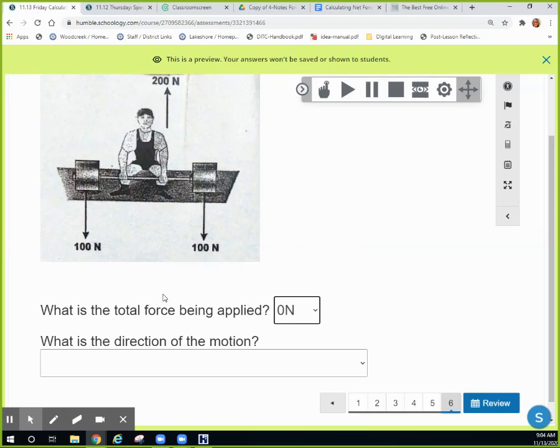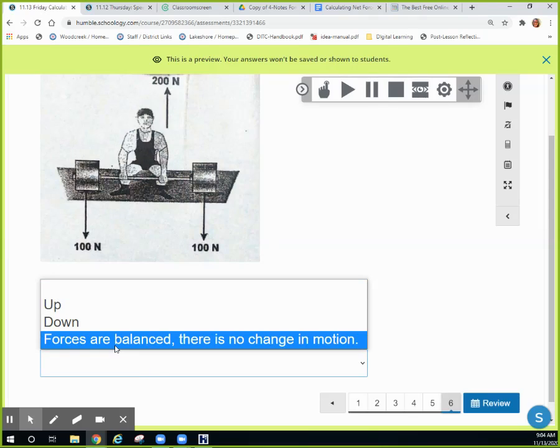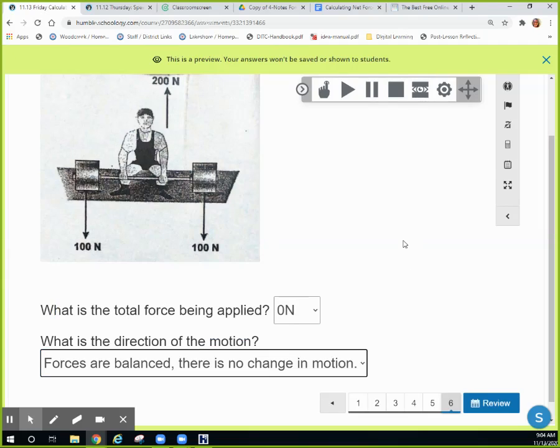So if this object is stationary, it's staying stationary. He's not using enough force to pull it up, okay? So the forces are balanced, so there is no change in motion. And what that means is when your forces are balanced, when your net force is 0, whatever is in motion is going to stay in motion at a constant speed. And if it is not in motion, if it is at rest, it is going to stay at rest. That is Newton's first law of motion. Okay? So when your net force is 0, then that means it is balanced and there is no change in motion.